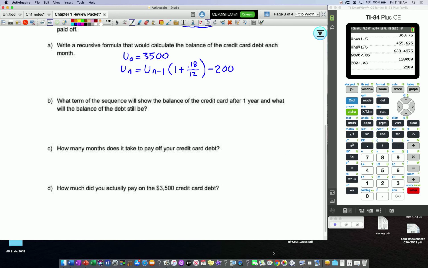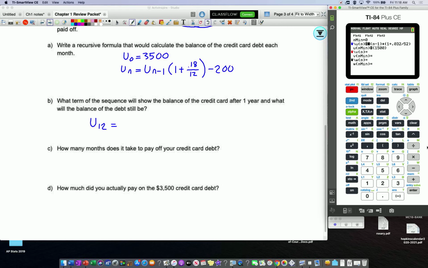Well, we're doing it monthly, so we know that after 12 months. So I want to figure out what's the balance after 12 months. So it's calculator time. So let's type in the formula here. So I keep that U sub n minus 1. Remember, don't mess that part up. So we do go 1 plus, but now it's going to be 0.18 divided by 12. So I just type right over it, close my parenthesis, but then I get to subtract $200. So what's nice is I can kind of see what I have typed in there. Now my balance, don't forget to change this, was $3,500.